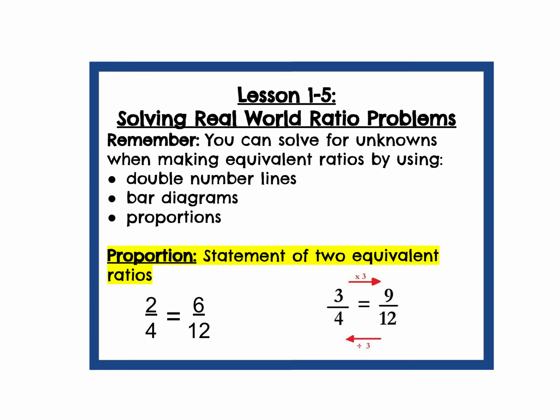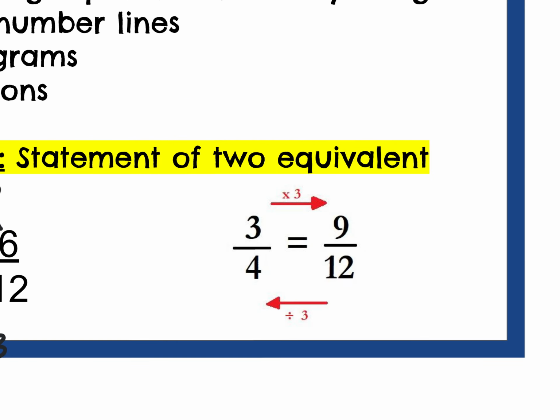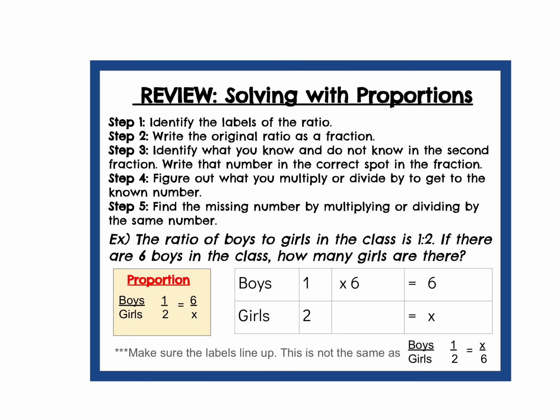Now, I just want to go over proportions a little bit. So remember, a proportion is basically an equivalent ratio, which means that you multiply or divide the top numbers by the same thing that you multiply or divide the bottom numbers by. So in this example, we do 2 times 3 to get 6 and 4 times 3 to get 12. So that would be a proportion. You multiply by the same thing. And then same with the other example.